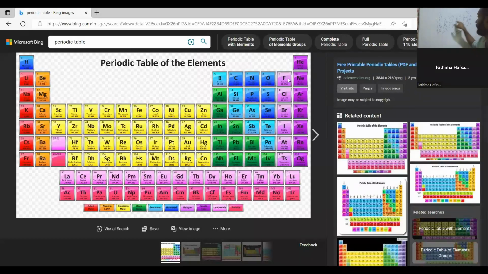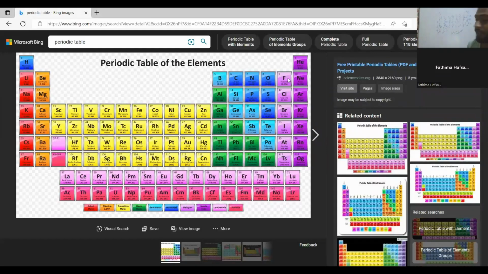How do we call these numbers? The name of this number is atomic number. Is that clear? Did you get my point? Yes, sir. Right, so keep this in your mind. These all are atomic numbers.